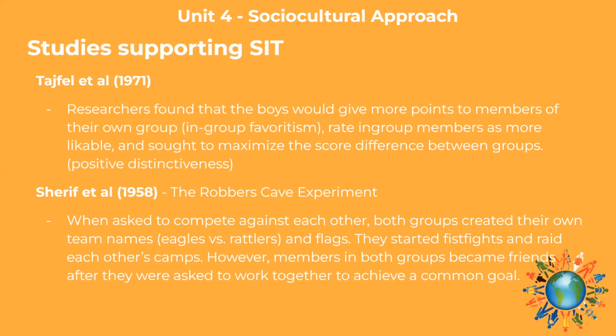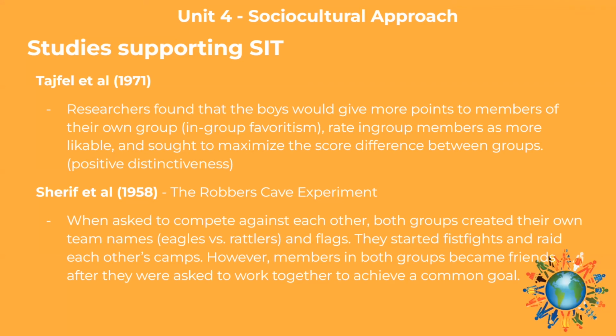And they found that when they were asked to compete against one another, both groups created their own team names. So one group was named Eagles and the other was named Rattlers. And they also created their own flags. So in here, social categorization is shown because they mentally divide themselves into two groups, Eagles versus Rattlers. And identification is shown when they start liking their group, forming bonds and creating their own flag. And social comparison is when they compete against one another to see who's the winner.